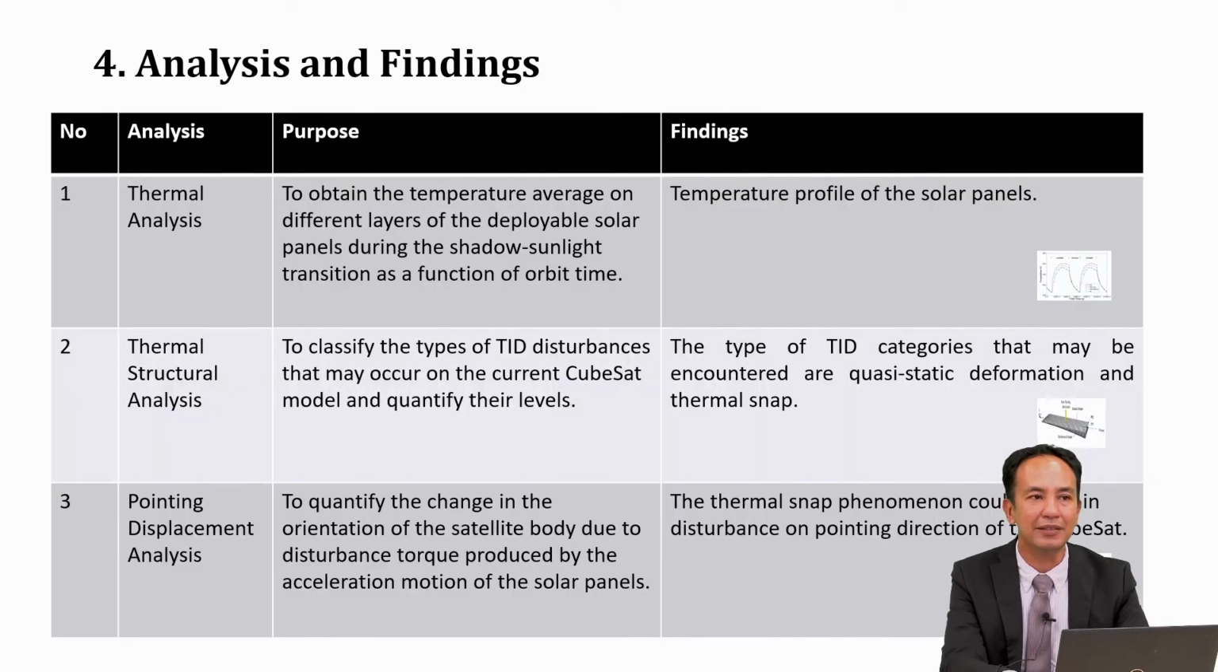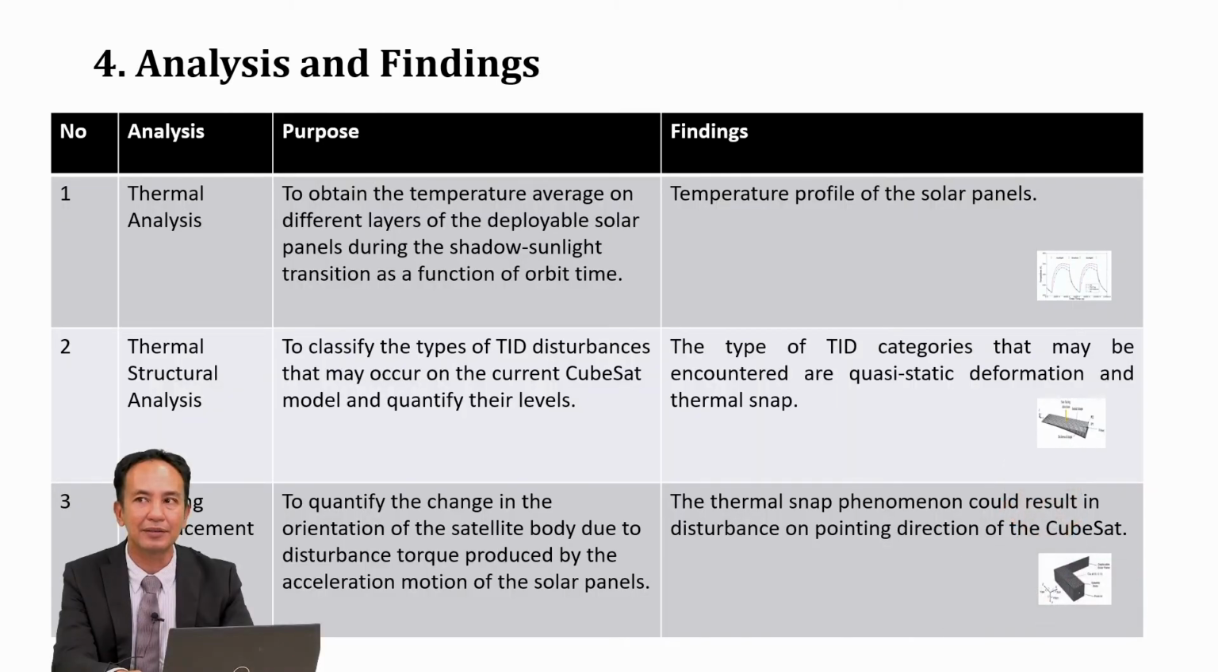The second part of analysis is called thermal structural analysis. The function is to classify the types of TID disturbances that may occur on the current CubeSat model and quantify their levels.